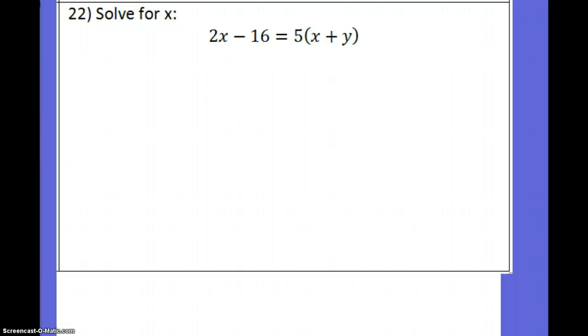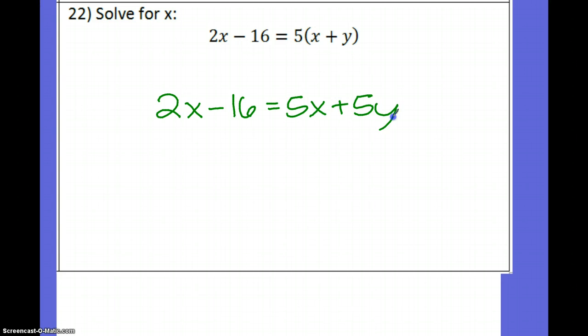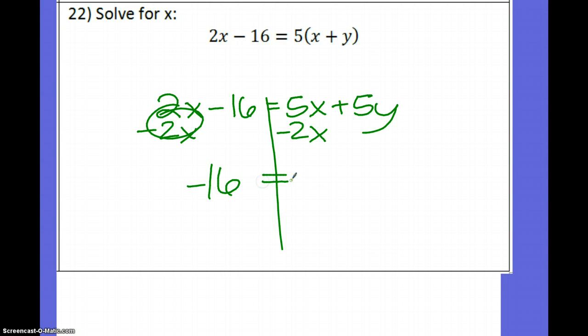And the last one here, we're going to distribute. So 2x minus 16 is 5x plus 5y. I have x's on both sides. First thing I want to do is get them together. So 2x, move it over, or you could have moved the 5x.